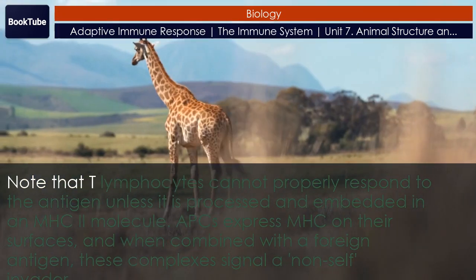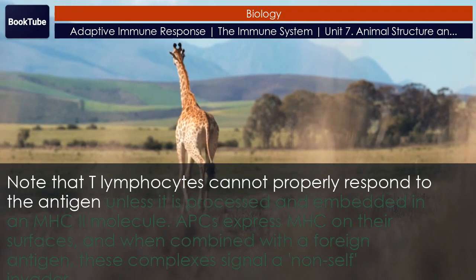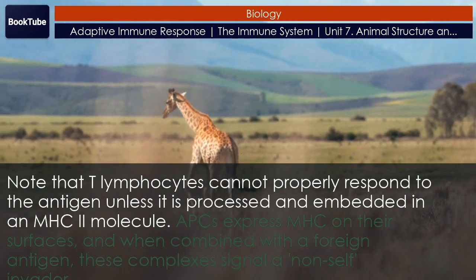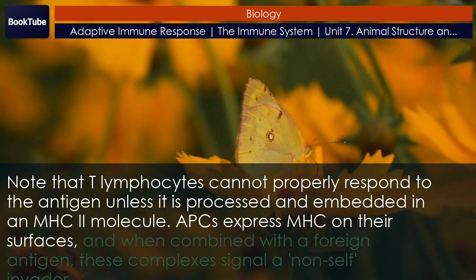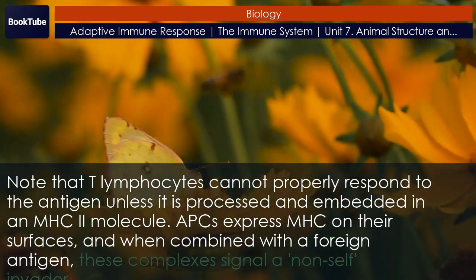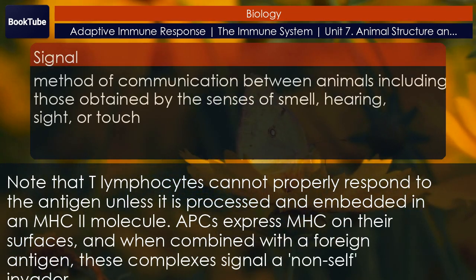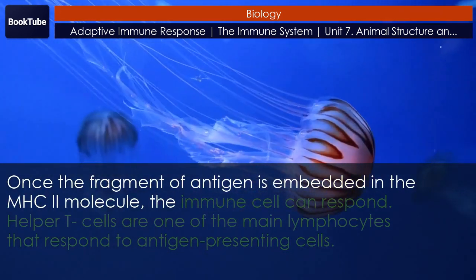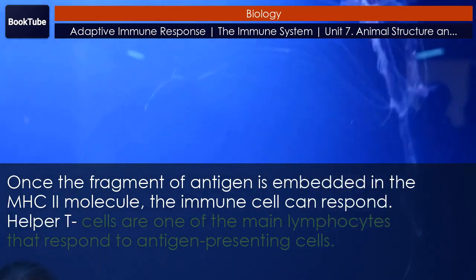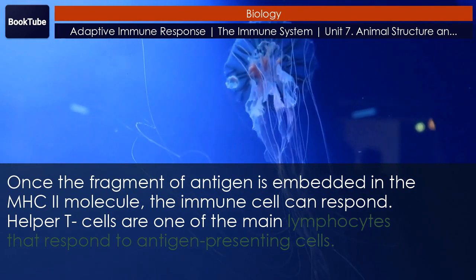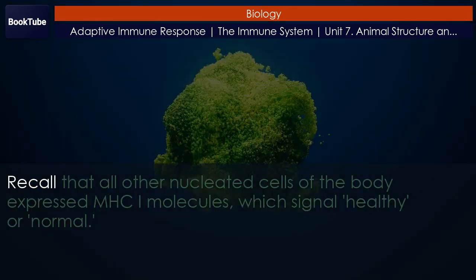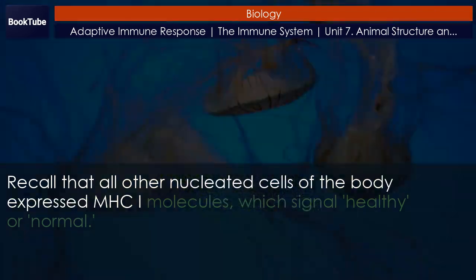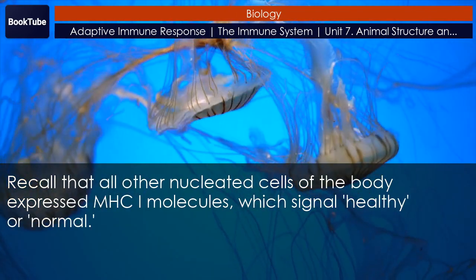Note that T lymphocytes cannot properly respond to the antigen unless it is processed and embedded in an MHC II molecule. APCs express MHC on their surfaces, and when combined with a foreign antigen, these complexes signal a non-self invader. Once the fragment of antigen is embedded in the MHC II molecule, the immune cell can respond. Helper T cells are one of the main lymphocytes that respond to antigen-presenting cells. Recall that all other nucleated cells of the body express MHC I molecules, which signal healthy or normal cells.